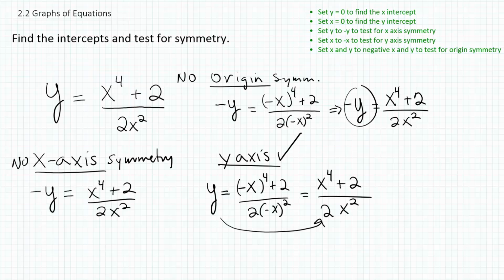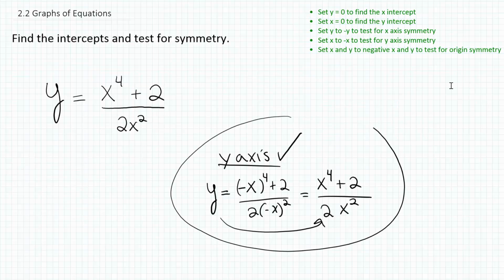So there is y-axis symmetry, but there is not x-axis or origin symmetry. So for this problem, we're simply going to say that there's y-axis symmetry, but there is no x-axis symmetry, no origin symmetry, and we do not have any intercepts.